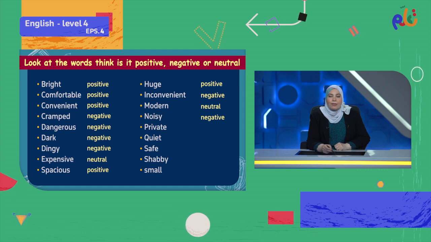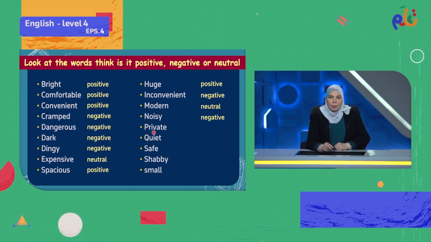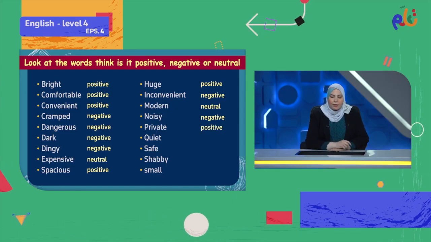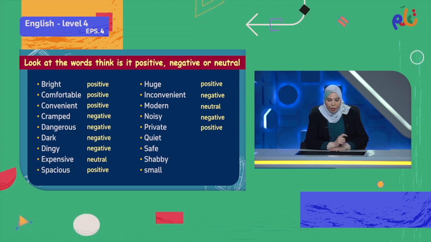And we have private. So private means that no one can see you or no one can hear your voices. So this is something positive, that no one can see you from the window or no one can hear your voice when you speak. So it is positive to have a private home.